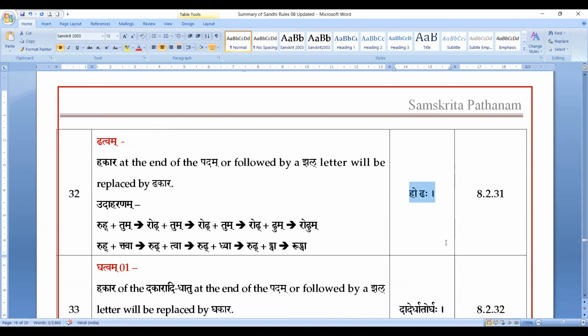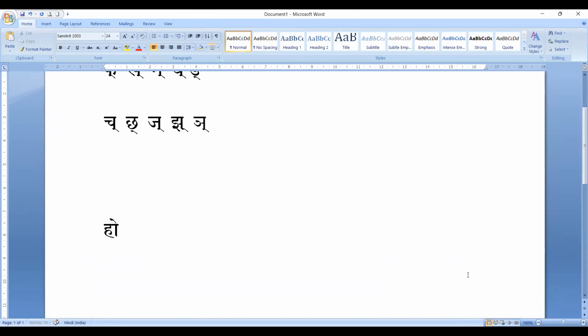So what is the Sthani? Ho. Ho means Hakara. We have to do Sandhi Vicheda. Hodaha. So Sandhi Vichedam Krutva. How do you get Ho? If you do ho plus daha, please join the Sandhi, and see what you get. Ho plus daha. Ho is what?